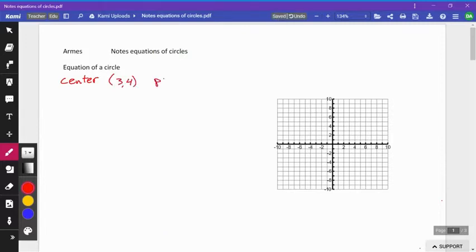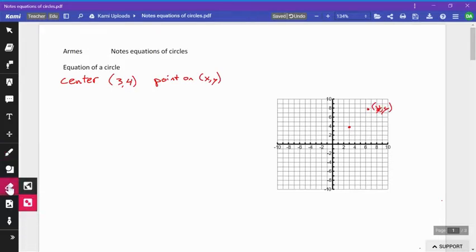Okay, and then we'll say a point on the circle is going to be x, y. So if I go to 3, 4, I'll have the center, and some point, I don't care where it is, I'm just going to go out here. We're going to call that x, y. So if I have that point x, y and this point 3, 4, what I can do is find the distance between these points.